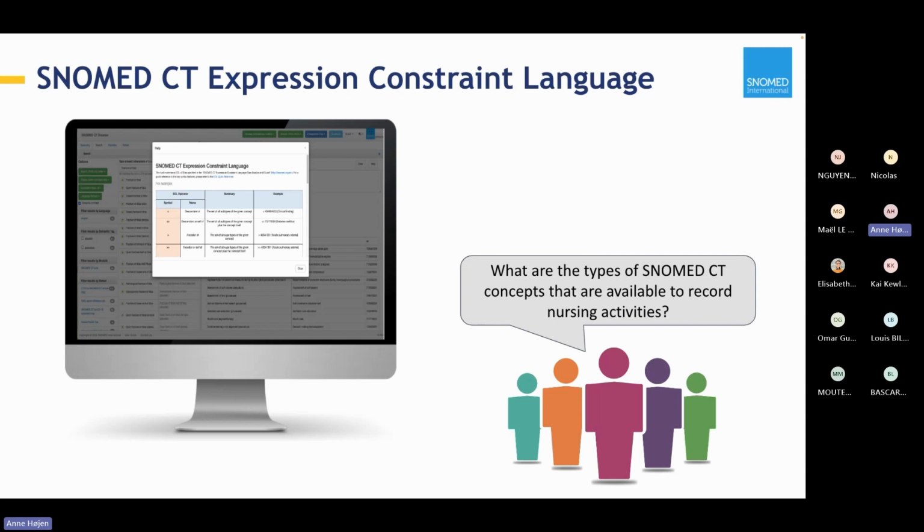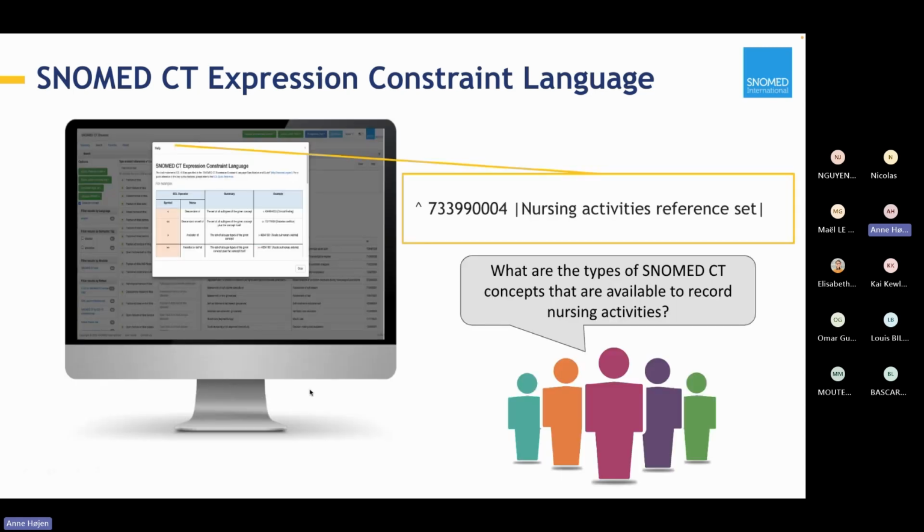And then you can also say not only descendants of appendix, but you can do something like, okay, I want to get that this field should be all types of nursing activities. So you have created a subset and you may have released that as a reference set in SNOMED.